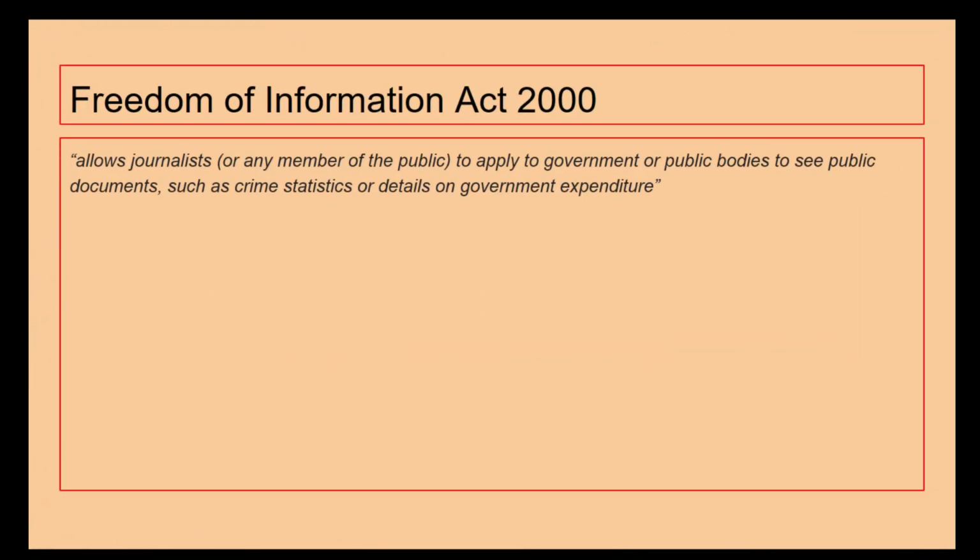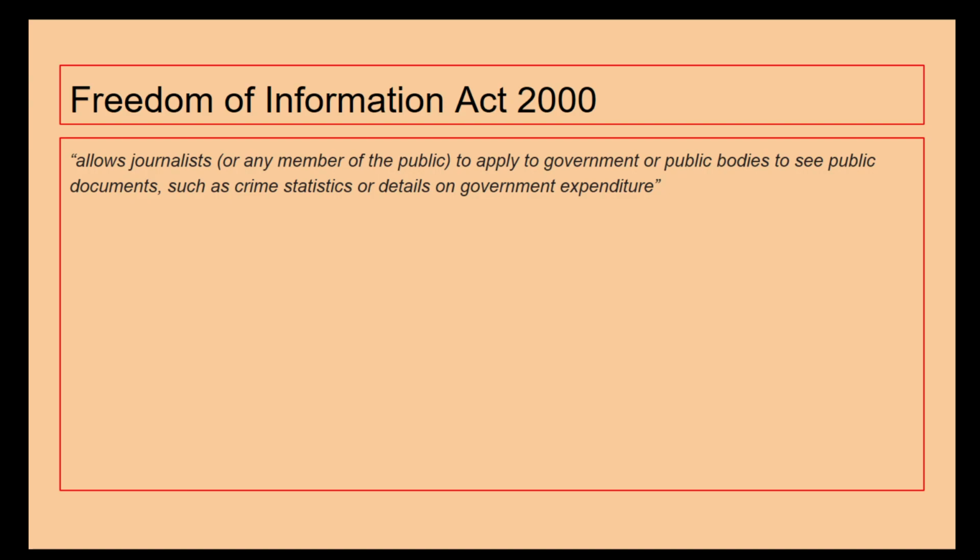Finally, we're going to be looking at the Freedom of Information Act, and what this allows is either journalists or members of the public to apply to the government to see documents, information, or other pieces of data which might be pertinent to be released. What this allows is, if we're taking the example here of journalists, for them to express their freedom to find out particular pieces of information.